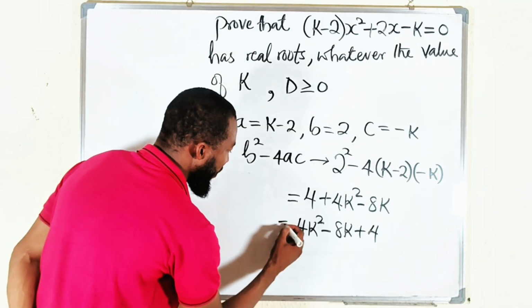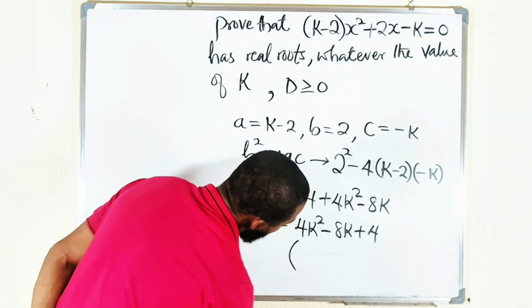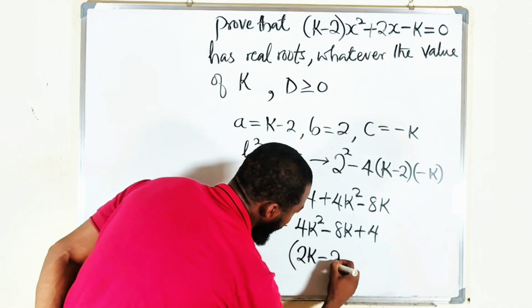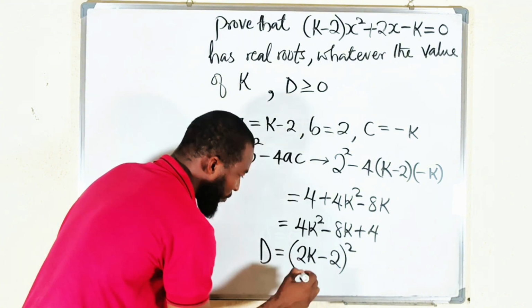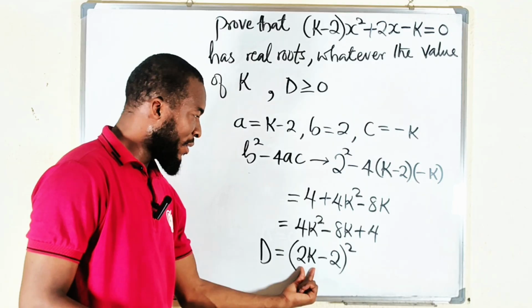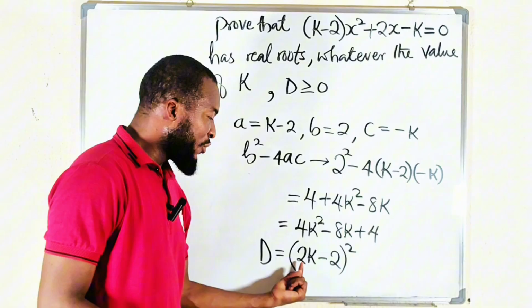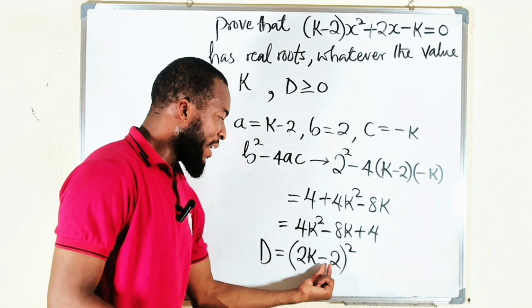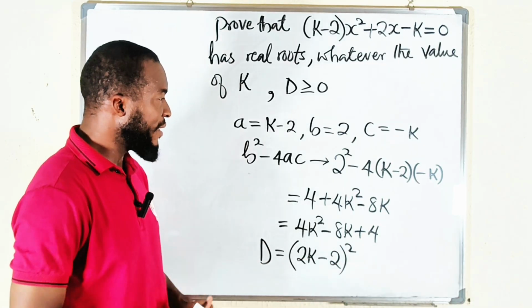This is a perfect square quadratic expression which can be factorized as 2k minus 2, whole squared. So our discriminant is 2k minus 2 whole squared. Remember, the first term squared gives us 4k squared. Then 2 times the first term times the second term gives us negative 8k, which is here. Then the second term squared, negative 2 squared, is 4. So this is true. This and this are exactly the same.